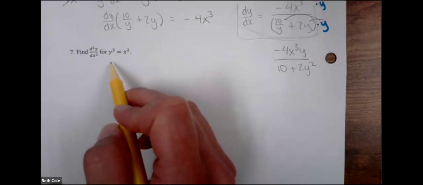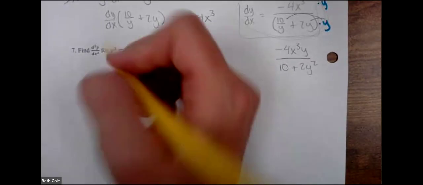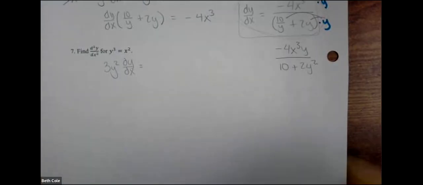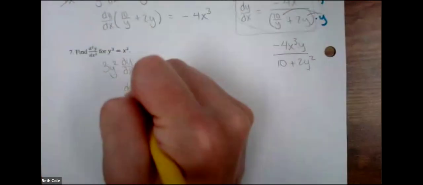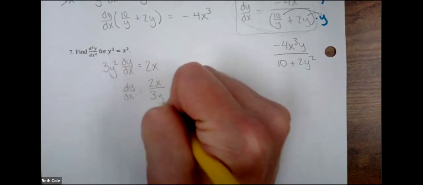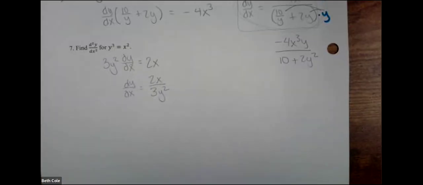All right. So first things first, get your first derivative. It'll be 3y squared dy dx equals 2x. Cool. And then you're going to divide over the 3y squared. It's the second derivative. So we have to do it again. So we're going to do it again.